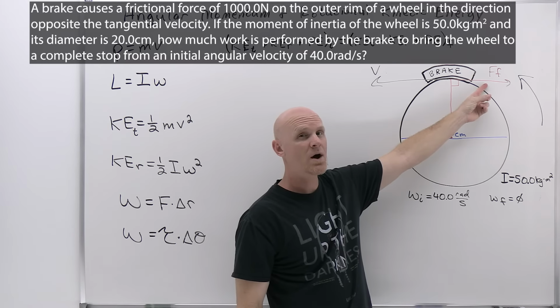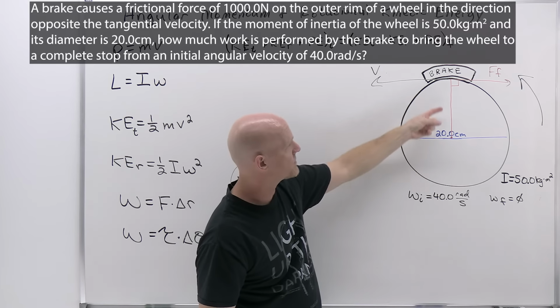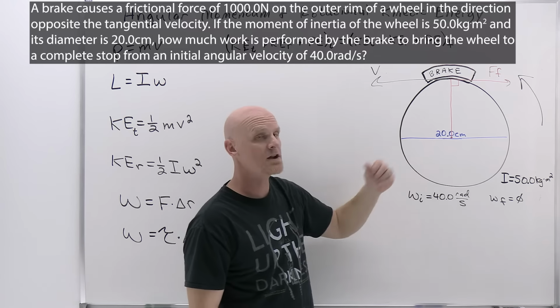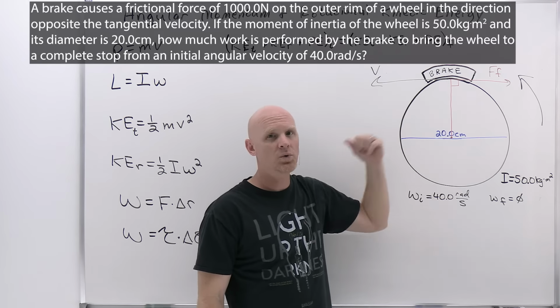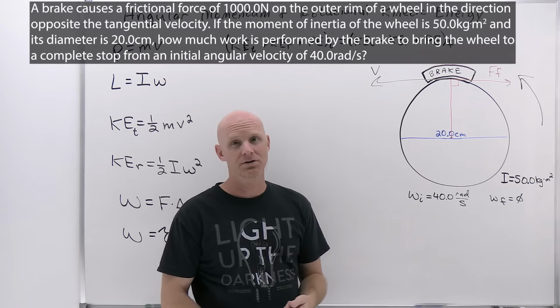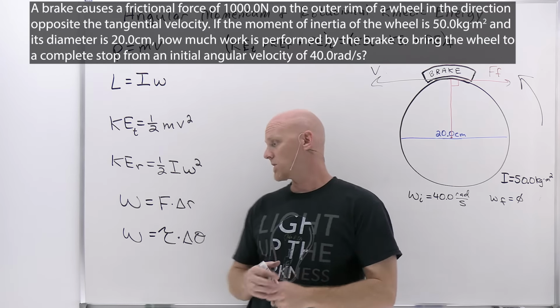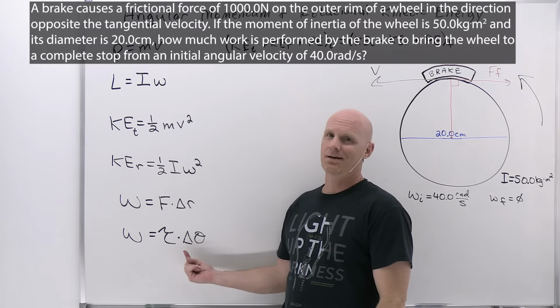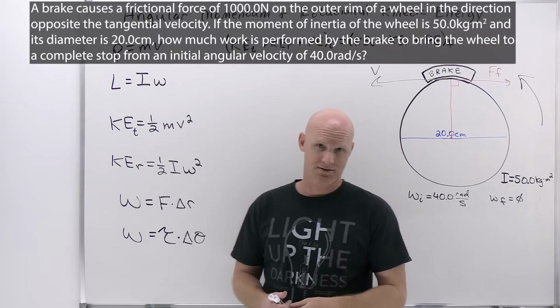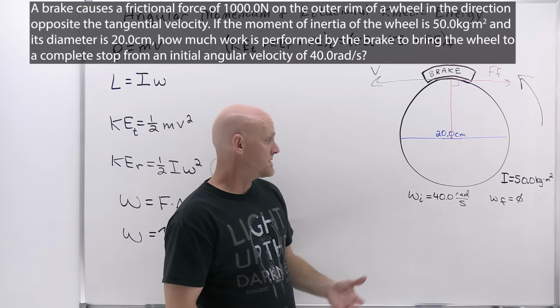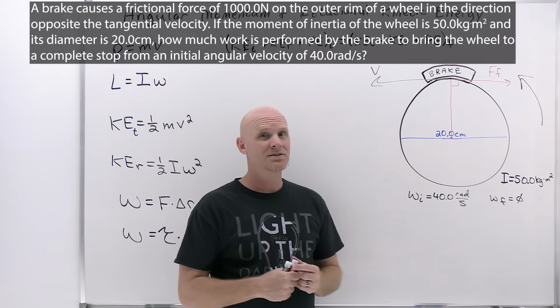So frictional force was 1,000 newtons. We can see that the radius here, the lever arm, is 10 centimeters or 0.01 meters. Well, 1,000 newtons times 0.01 meters is going to be 10 newton meters for our torque. So getting the torque, not so bad. Getting the angular displacement, pain in the butt. To get that angular displacement, based on what we know, is not the easiest thing in the world.